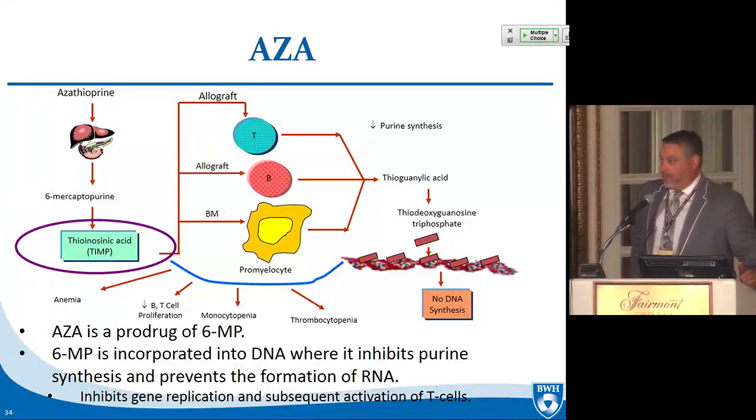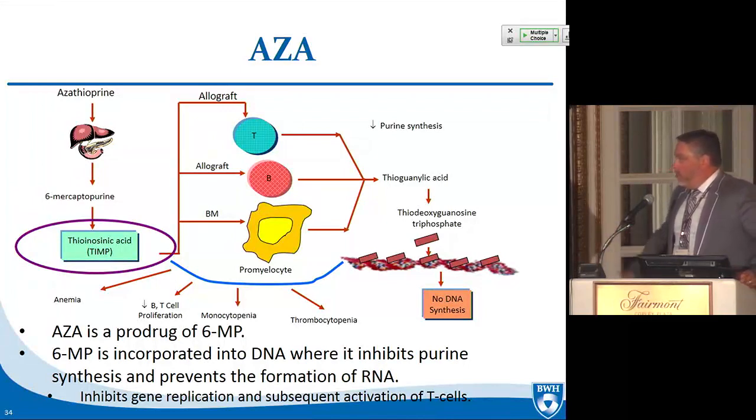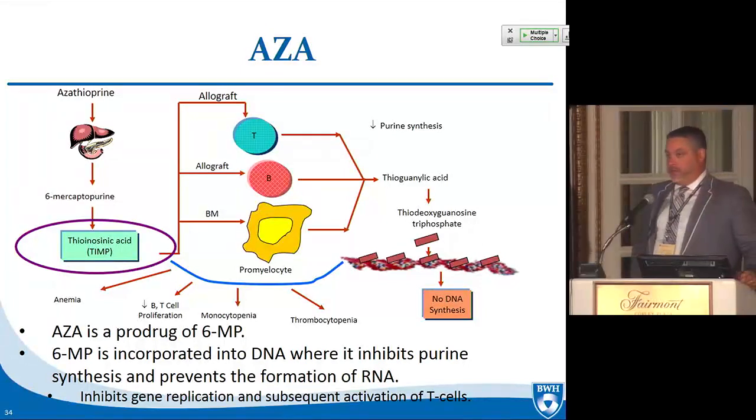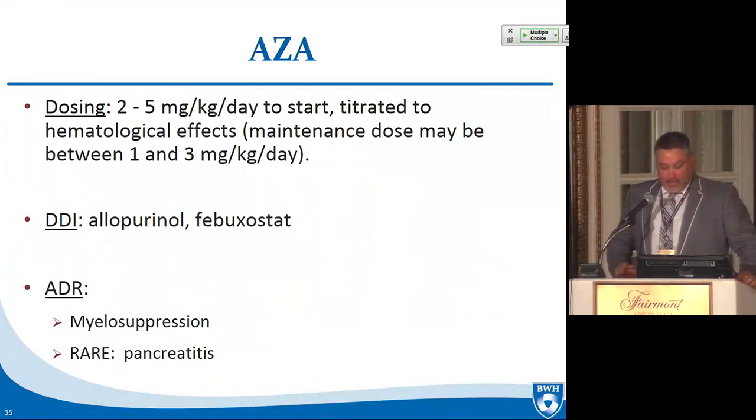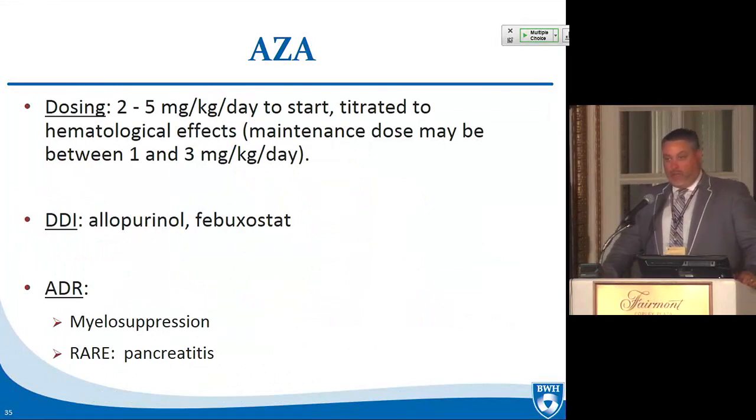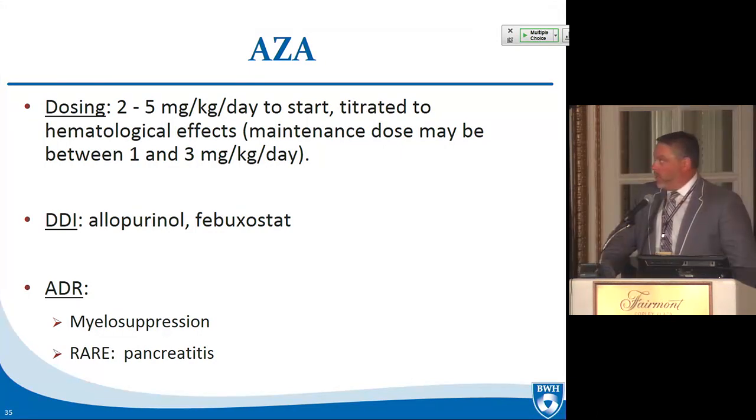Azathioprine, the first drug ever used clinically in immunosuppression, is a prodrug for 6-mercaptopurine. It incorporates itself into DNA where it inhibits purine synthesis and prevents formation of RNA. It gets into all rapidly replicating cells. The book dose is 2 to 5 milligrams per kilogram per day. No one tolerates that, especially with modern immunosuppression with attack, backbone, and induction therapy. And most folks settle out in the 1 to 3 milligram per kilogram per day range.